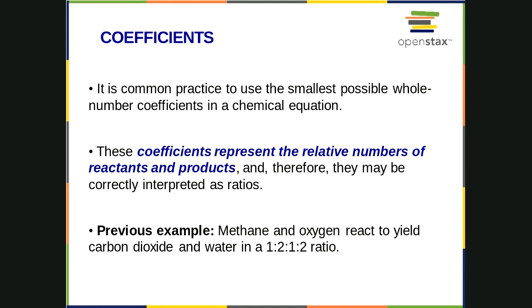And it may not be a specific amount of reaction you're observing in the lab, but we can still interpret it as a ratio. So in the previous example, methane and oxygen react to yield carbon dioxide and water in a 1:2 to 1:2 ratio, where each number represents the relative ratios of each reactant and product pair.